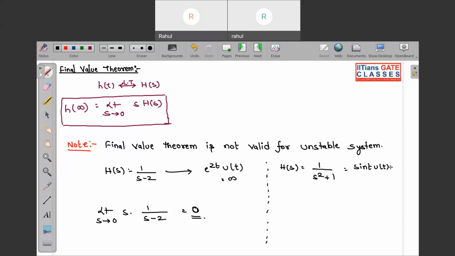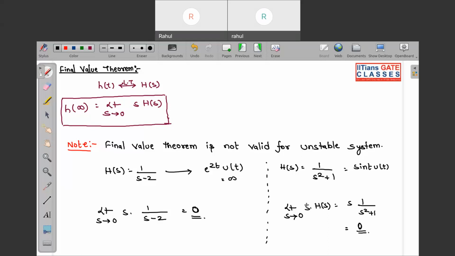But we cannot say a definite value for this H(s). So if we apply the final value theorem over here, look at what we get. This will be s into 1 by s square plus 1, so this comes out again to be 0. So this is also invalid.